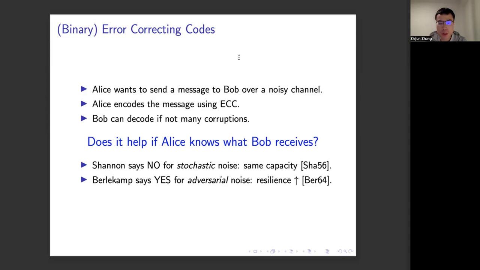And a few years later, Berlekamp showed the answer should be yes if we consider adversarial channels, which basically means we have an adversary which can corrupt any bit he wants, as long as the total number of corruptions is below a certain corruption budget. And he shows we can achieve a better error resistance if we are given feedback.